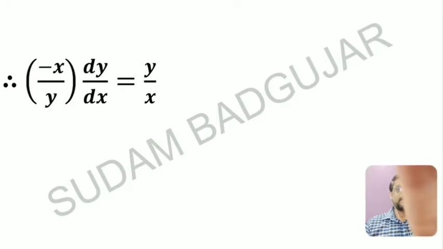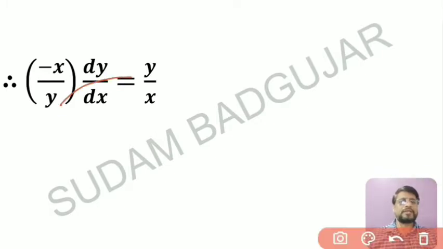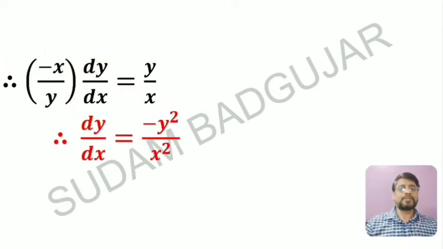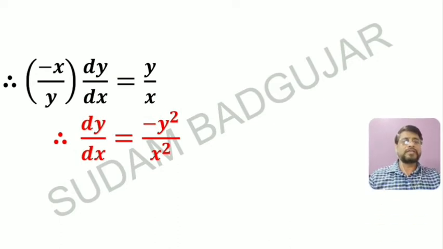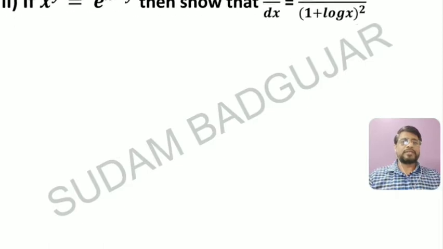Now transfer this y to that side, and the x to the other side, because we want dy by dx here. So dy by dx is equal to minus y square upon x square. That's it. It's a very simple form. Just apply the basic rule if it is applicable, otherwise directly differentiate this.